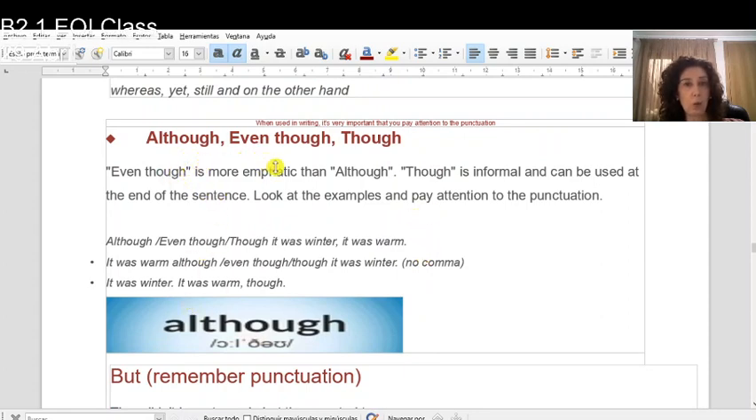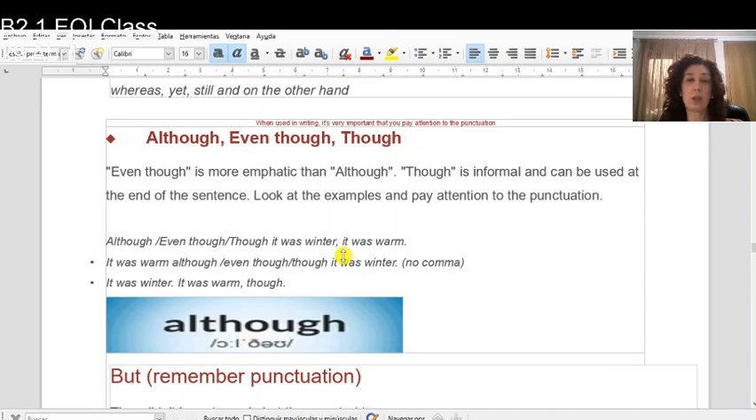Although, even though, or though. They are synonyms, but depending on which you are using, it has a different sentence order. And moreover, even though is more emphatic than although. And though is informal and can be used at the end of the sentence. I don't use it much. Look at the examples and pay attention to the punctuation. Very important. Although, even though. It was winter, comma. Then, aunque era invierno, comma. El contraste es que it was warm, hacía calor. ¿Vale? Entonces, although it was winter, a comma, always a comma, it was warm.